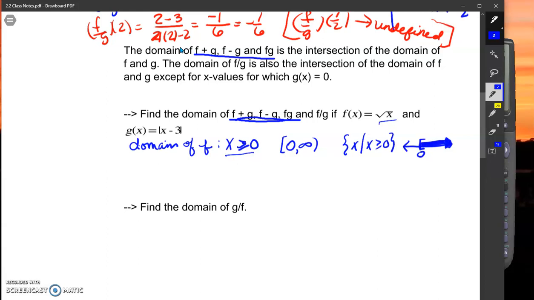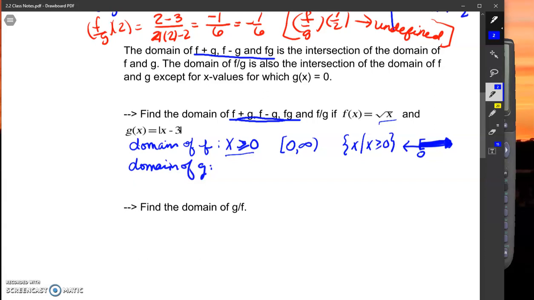Okay, let's look at g of x, domain of g. What numbers can't... Let's ignore for a minute that we have x minus 3 inside the absolute value. Let's just think about absolute values themselves. What numbers can you take the absolute value of and get a real number? Well, if you think about it, really anything. If you have a positive number and you take the absolute value of it, the answer is the number itself. Absolute value of 0 is 0.